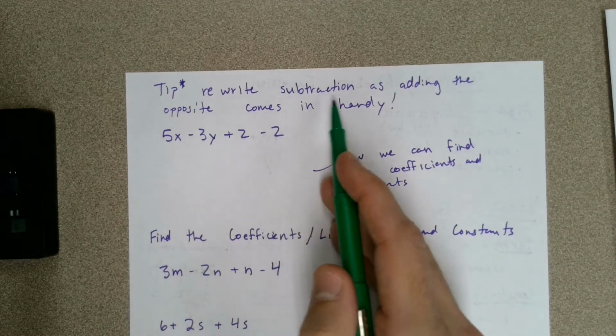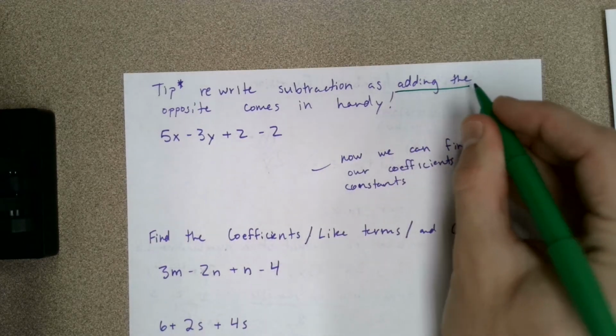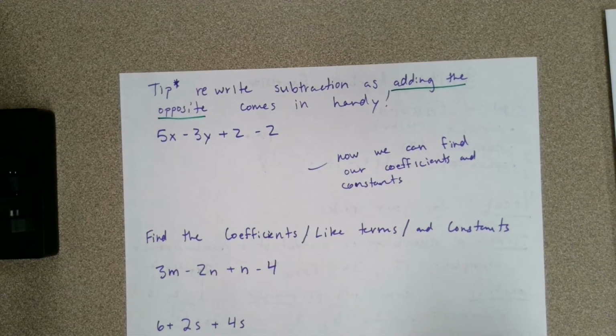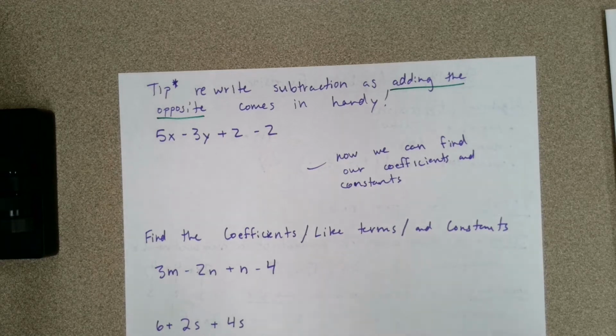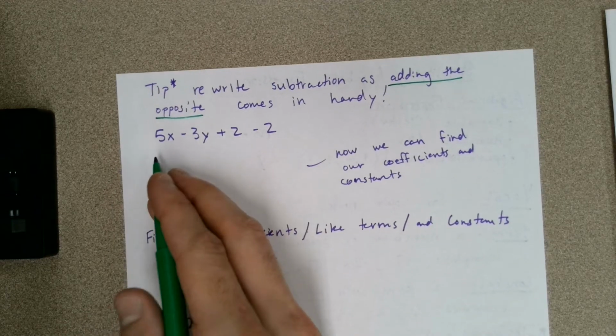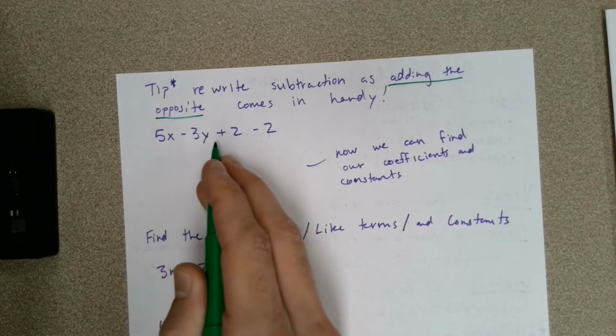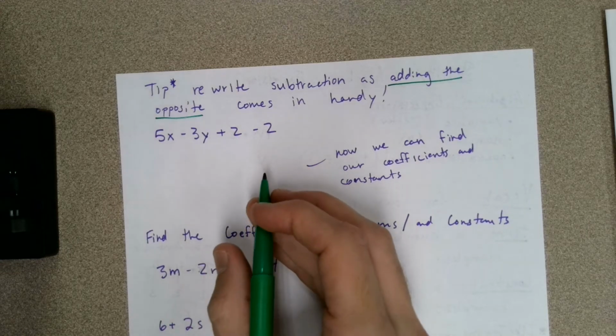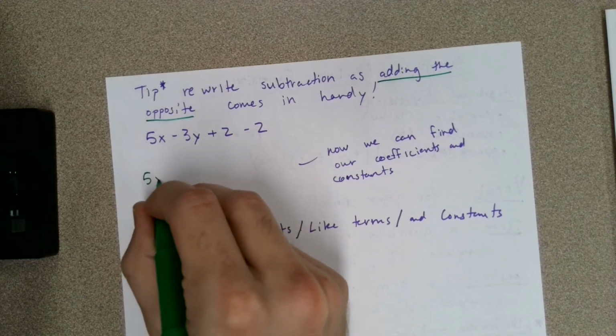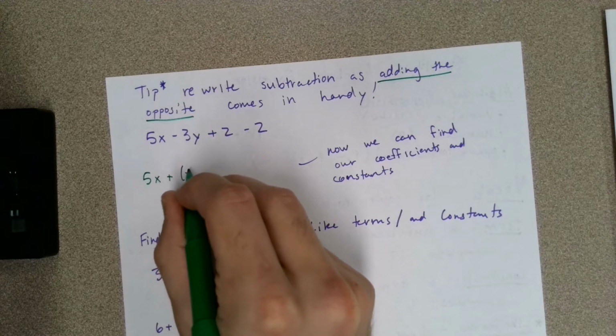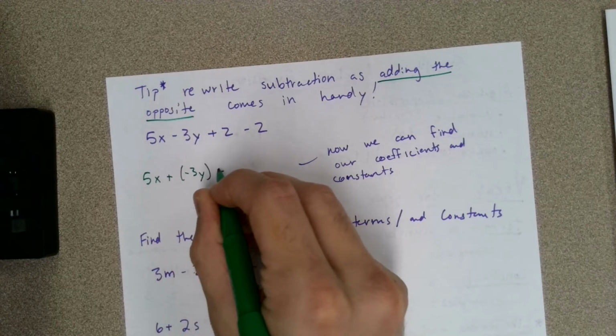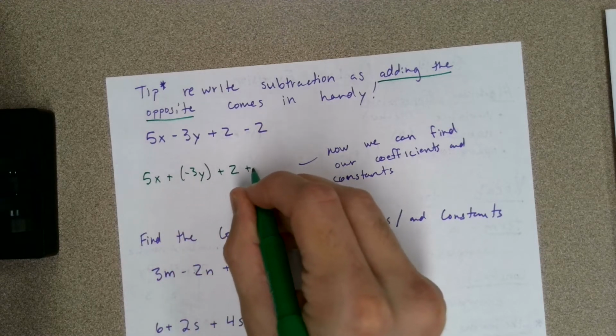My tip is to rewrite subtraction as adding the opposite. We worked on this last week. I think it's a super valuable tool, especially right now. That's why we worked on it last week. So for example, we have 5x minus 3y plus 2 minus 2. I can rewrite this as 5x plus negative 3y plus 2 plus negative 2.